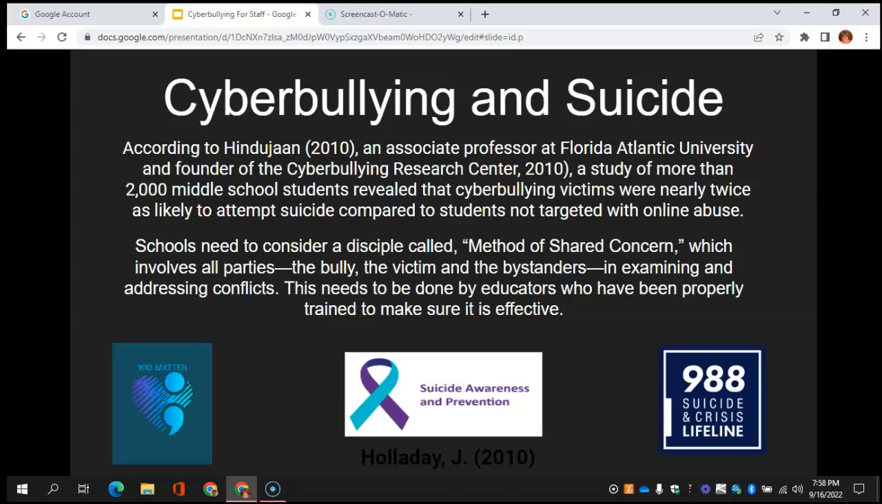And that's what part of this method of shared concern is: examining and addressing conflicts. Now, this needs to be done by trained professionals, so it's not going to be just any teacher or any staff member that does this method of shared concern, but it is something that we are looking at as a district, and I really think that it can help us if we address all three: the victim, the bully, and bystanders.